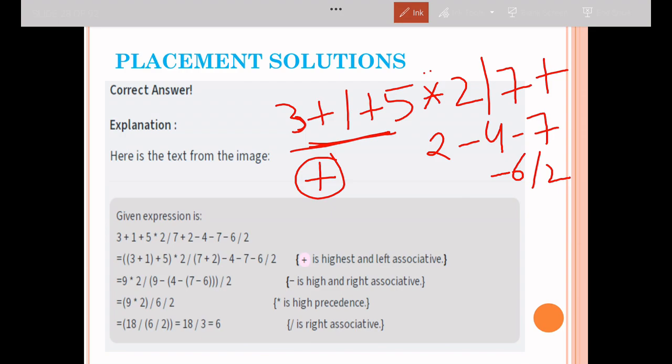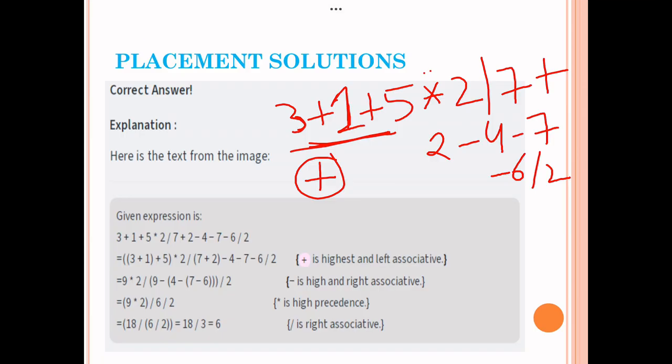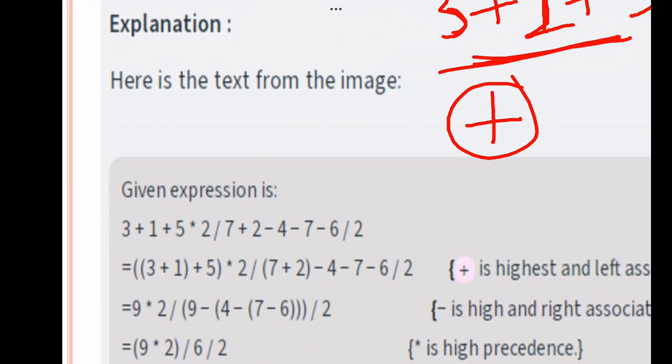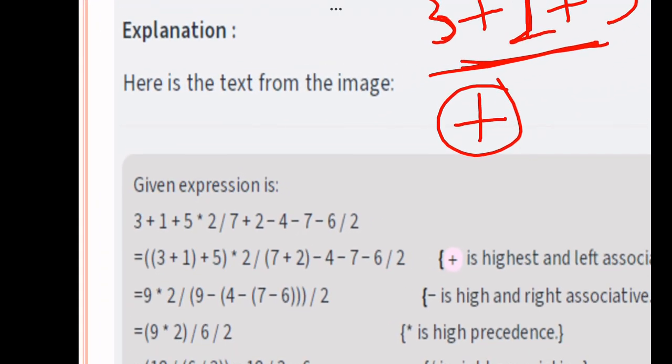Okay, this is 1. Now see here, at first I have written the bracket. So plus is the highest, so at first I will add everything. Okay, so 3 plus 1 I will add, plus 5 I will add. So 3 plus 1, 5, 6, 7, 8, 9.